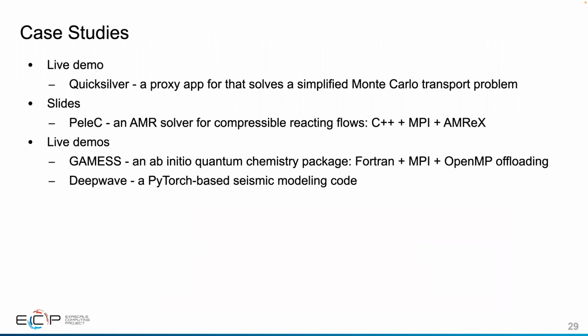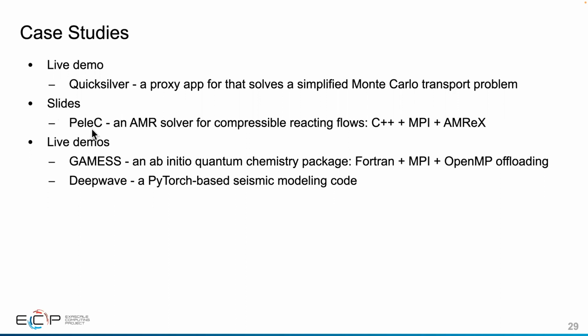Okay, so now I'm going to go through some case studies. I'll give a live demo of measurement and analysis of Quicksilver, which is a proxy app that solves a simple Monte Carlo transport problem. This is a proxy app for the Mercury code at Lawrence Livermore, the one that I mentioned that has a single kernel in it. And like Mercury, Quicksilver also has a single kernel in it. So in order to analyze Quicksilver, you really want to find out what's going on inside your GPU kernel.